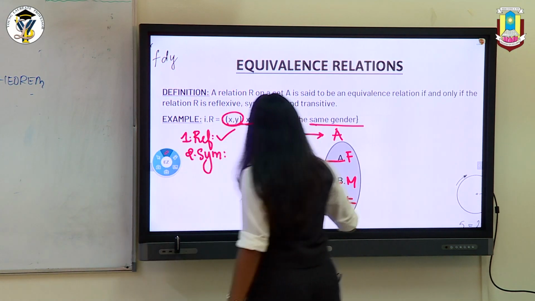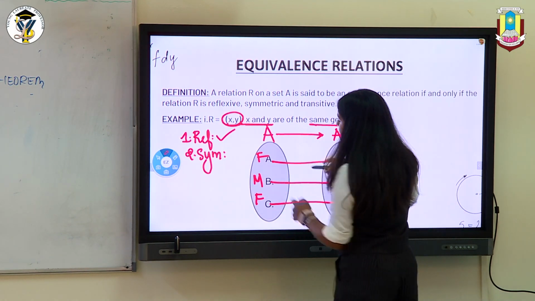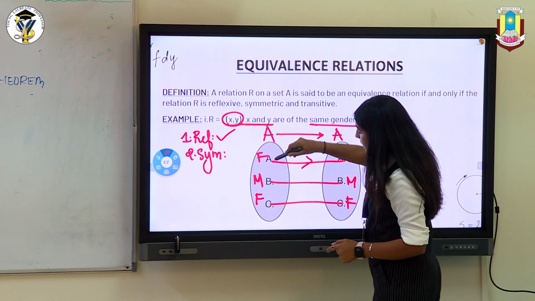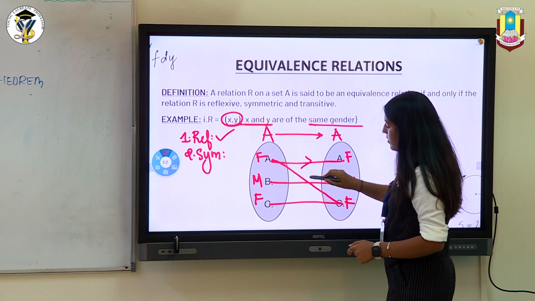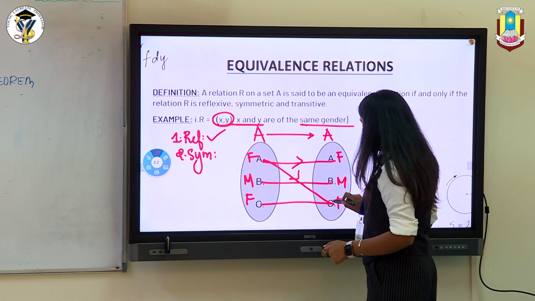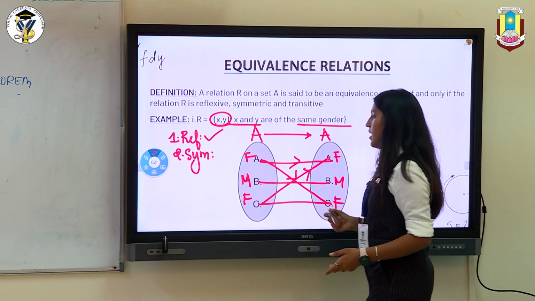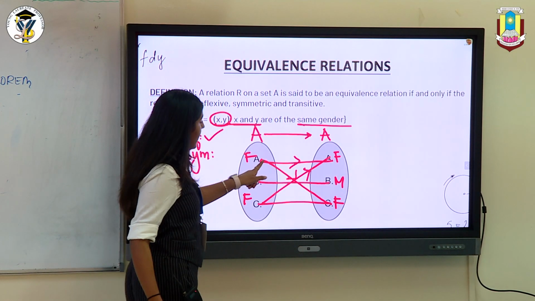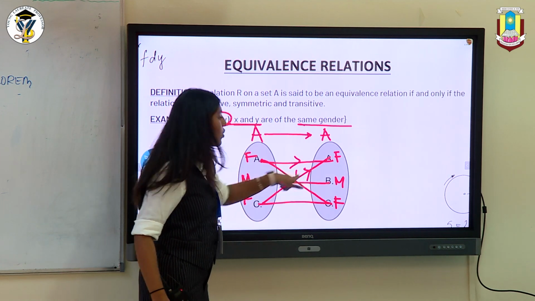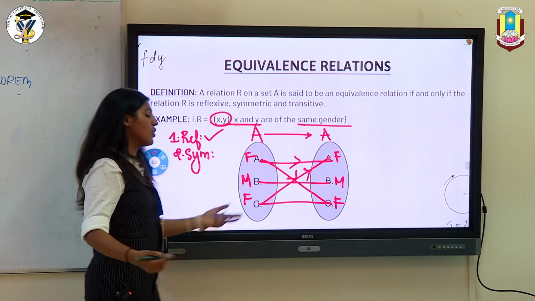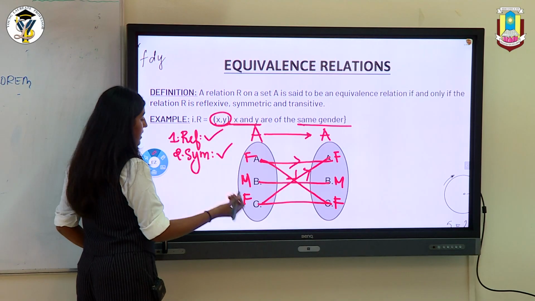Next is symmetric. Here A is related to A and A is also related to C. And C is related to C and C is also related to A. Thus, we can see that when A is related to C, C is also related to A. Which brings us to the conclusion that it is symmetric as well.